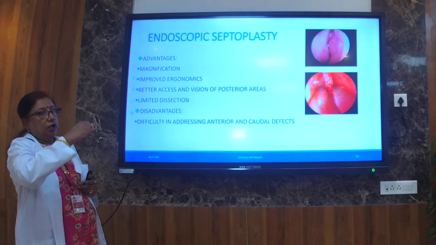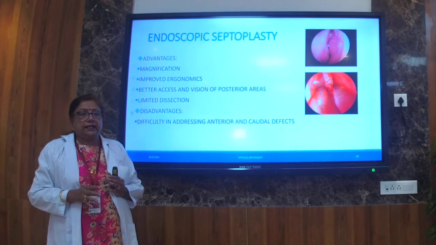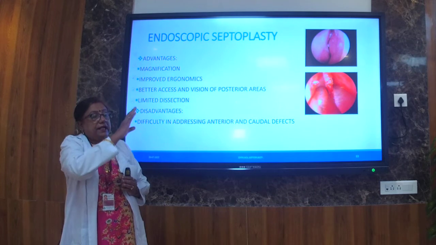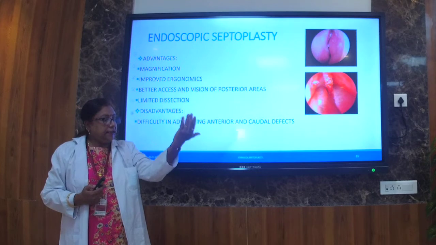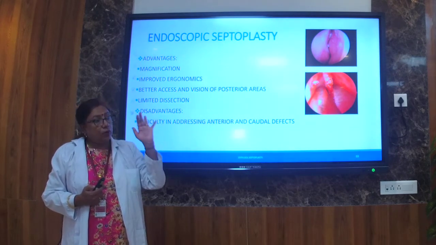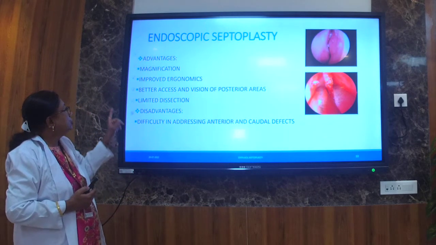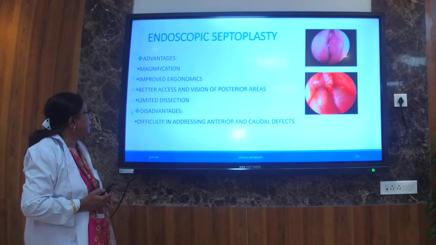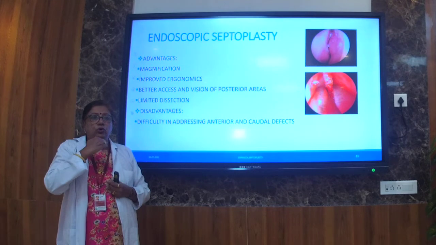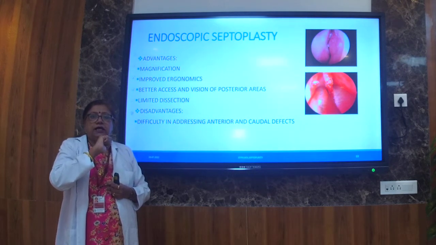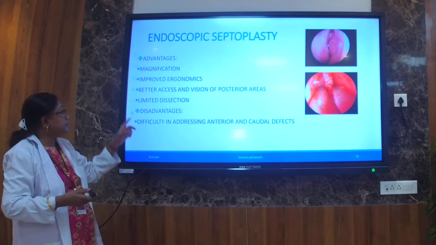See, when we put the scope, we can see the posterior area very nicely. But in open technique, the posterior area, many times we find it very difficult to see. The posterior area is bony area, right? And in front is the lateral cartilage. So we find it many times not visible. So with better vision of posterior areas, limited dissections can be done. Once you introduce the endoscope, we can clearly dissect it. So limited dissection will be there.